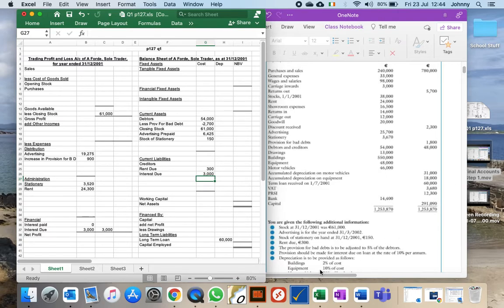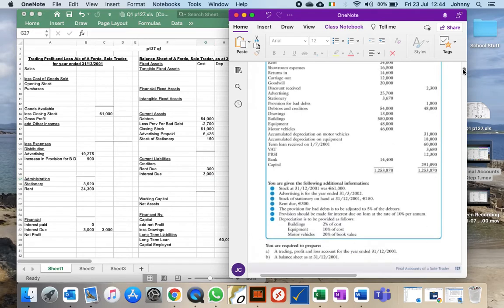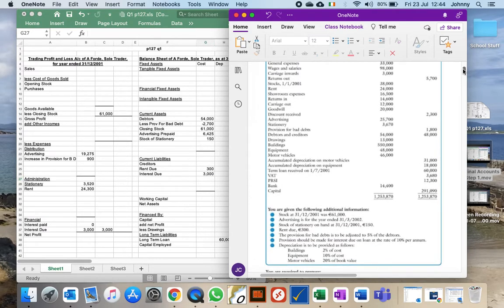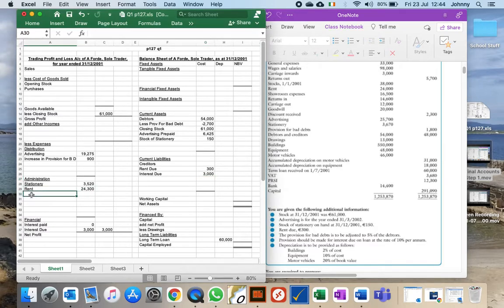So we need to do our depreciation. So we have depreciation of, let's just move this down a little bit. So we've got buildings, equipment, and motor vehicles. Okay, so I'm going to put those in. So buildings and equipment are administration expenses. And motor vehicles is a distribution expense because it's to do with us distributing our goods.